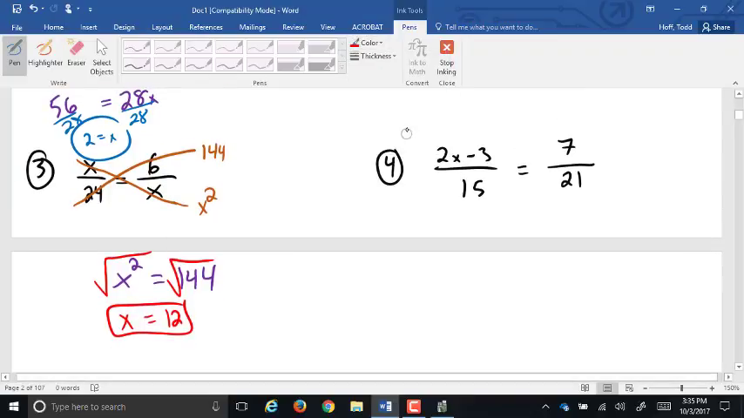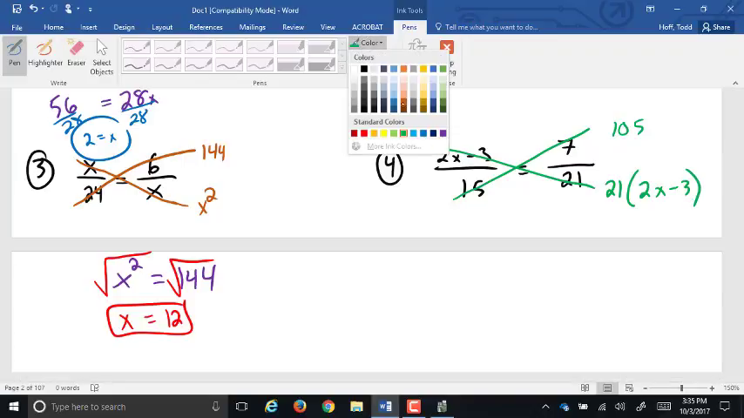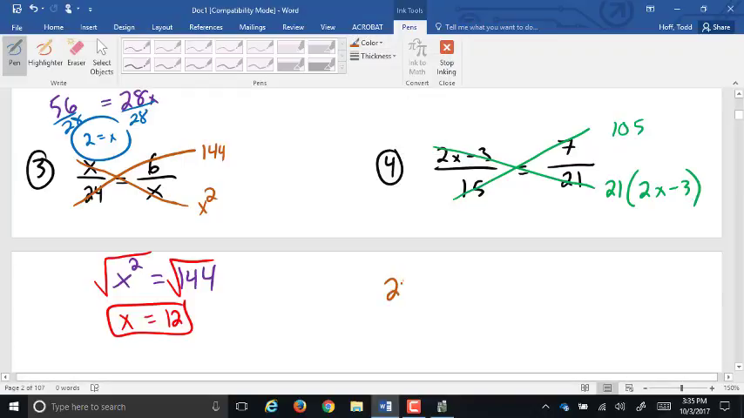Number 4 here is also kind of complex. So we've got 15 times 7, which is 105. Going the other direction, that's a little bit more complicated cross product. 2x minus 3 times 21, well, I'm going to write it as 21 times 2x minus 3. And now those two have to be equal. So 21 times 2x minus 3 has to equal 105.